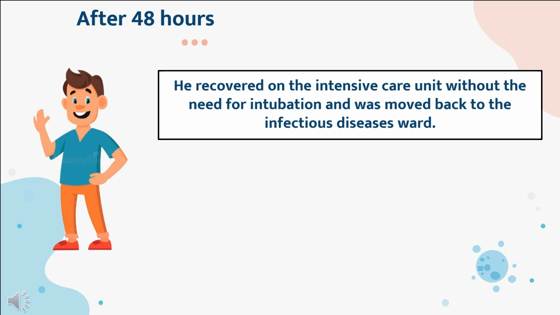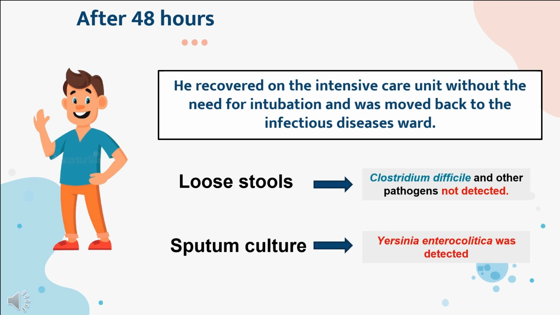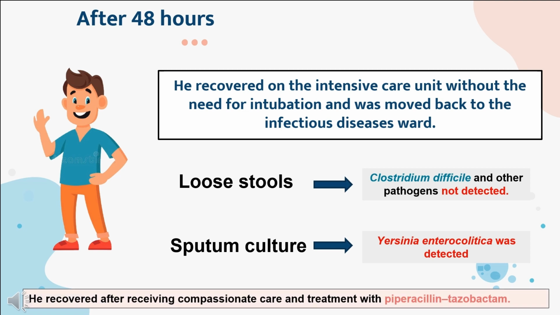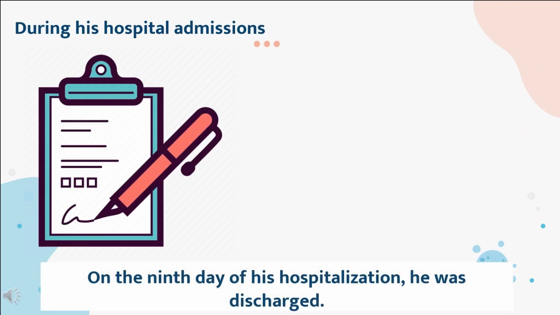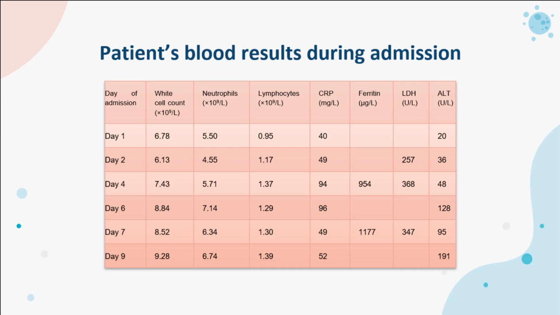ward after 48 hours. He had loose stools that tested negative for Clostridium difficile and other pathogens. Yersinia enterocolitica was detected in his sputum culture. He then recovered after receiving compassionate care and treatment with piperacillin tazobactam. On the 9th day of his hospitalization, he was discharged. His bilirubin and ALP levels remained normal during his hospital admission, but his ALT level was elevated. The table shows the patient's blood results during admission.